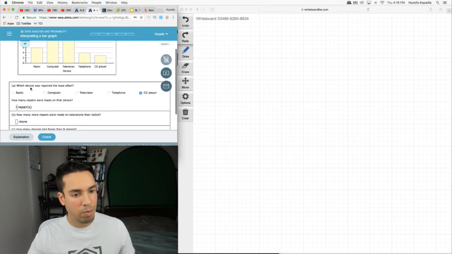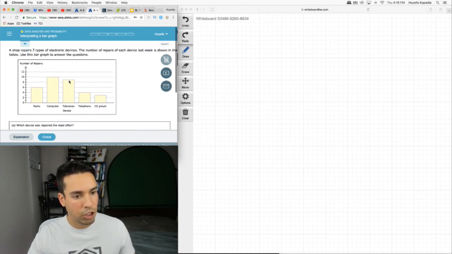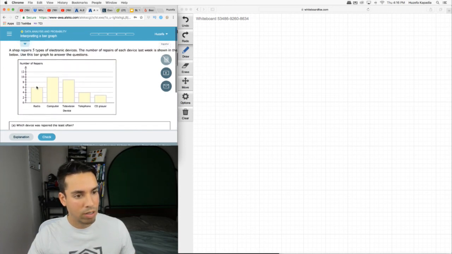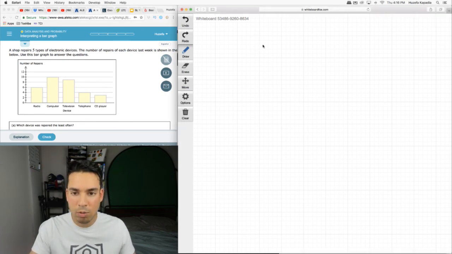How many more repairs were made on televisions than radios? Televisions looks like we're at 9 repairs. Radios were at 6. So how many more? That's the difference between 9 and 6, which is 3.